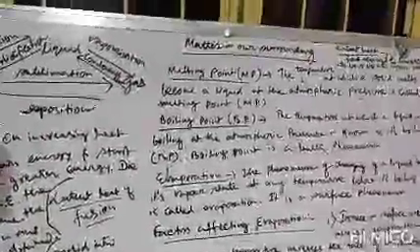Now the first definition is melting point. What is melting point? The temperature at which a solid melts to become a liquid at atmospheric pressure is known as its melting point. Different substances have different melting points. Clear?